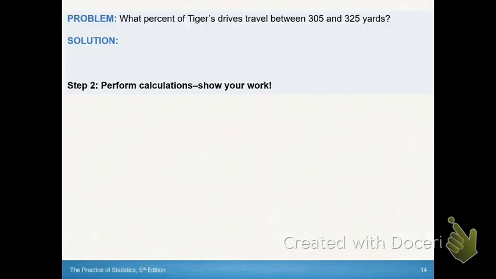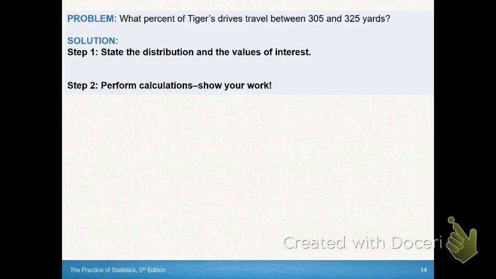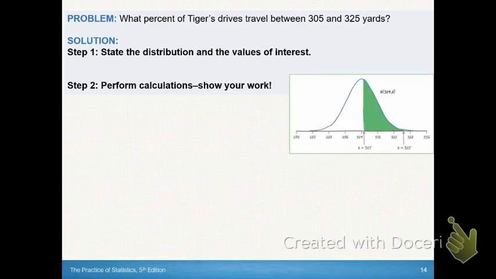Let's do one more example. This time, instead of finding a value greater than, let's do something in between. What percent of Tiger's drives travel between 305 and 325 yards? You would start off the same way. You would draw the same distribution because you have the same mean and standard deviation. But now the x values that you're looking for are different. They're 305 and 325, and we're shading between those.